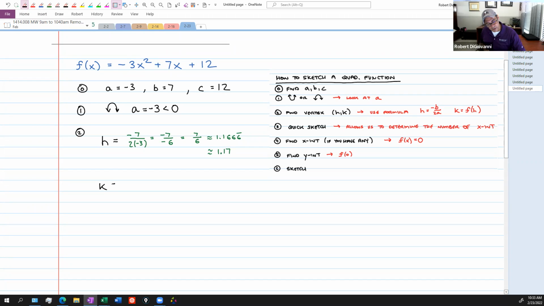Now I get K. So for K, I'm going to take negative 3, and then I'm going to take the answer I just got, 1.17 squared plus 7 times 1.17, then plus 12. So I'm going to need to be doing some calculator work here. First thing I do is square the 1.17. So this becomes negative 3 times 1.3689 plus, if I do 7 times 1.17, I get 8.19 and then plus 12. So essentially what I did here is I squared that, and that's what this is. And then I multiply these two together, right, to get that.